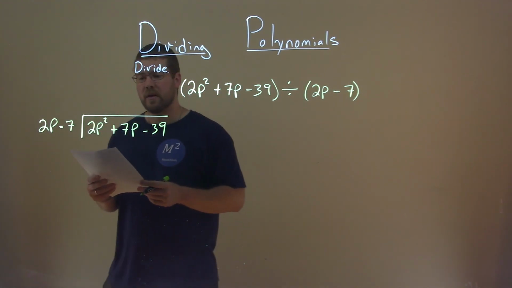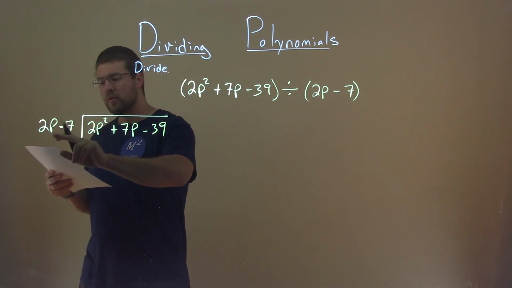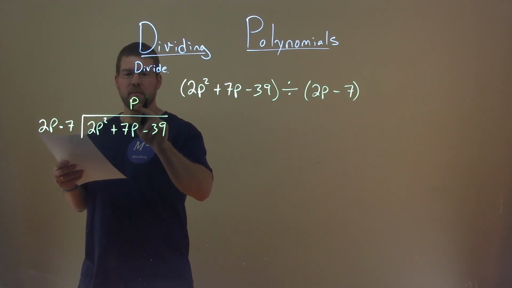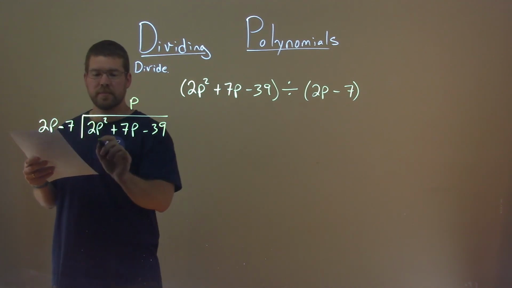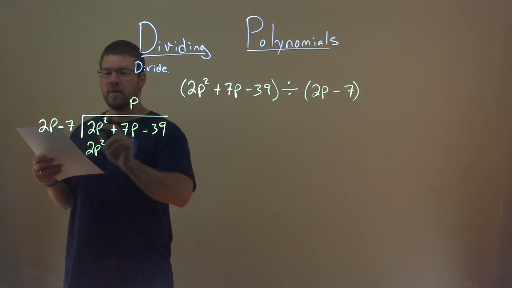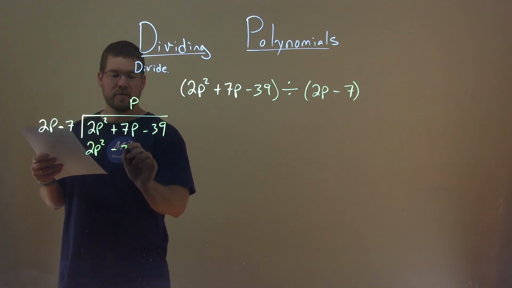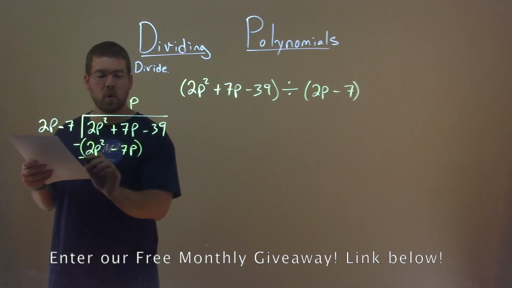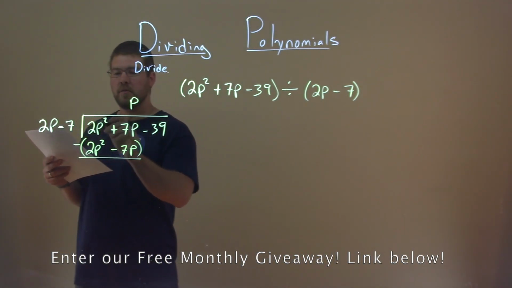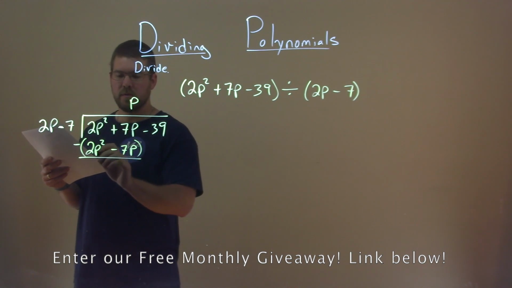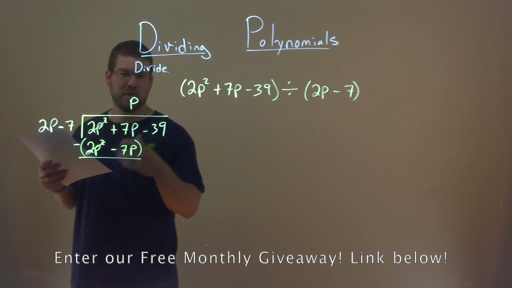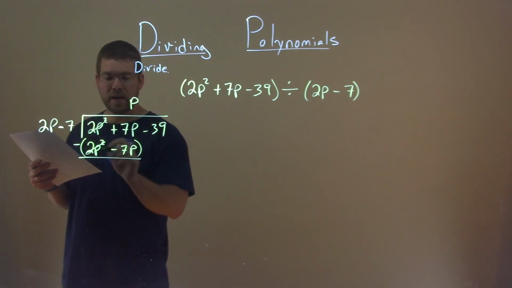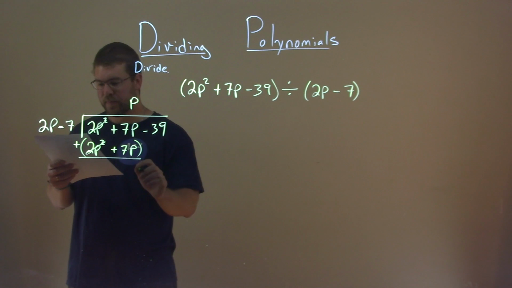So now we have to ask ourselves, what times 2p gets me 2p squared? And that's just a p. P times 2p is 2p squared. P times a minus 7 is a minus 7p. We're now going to subtract that whole thing from what's up top. 2p squared minus 2p squared is the same thing, they cancel. 7p, now be careful here, 7p minus a negative, or plus a positive 7p, is a 14p.